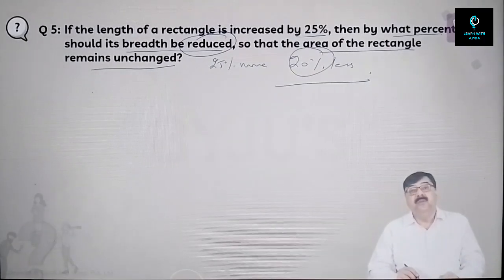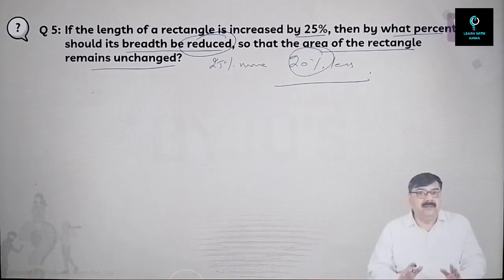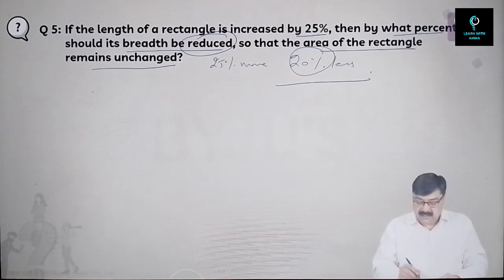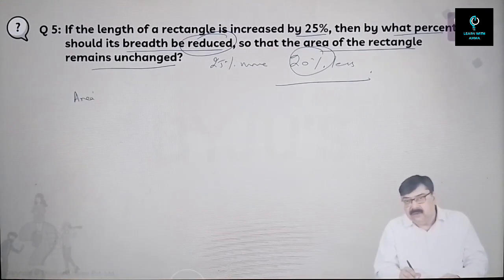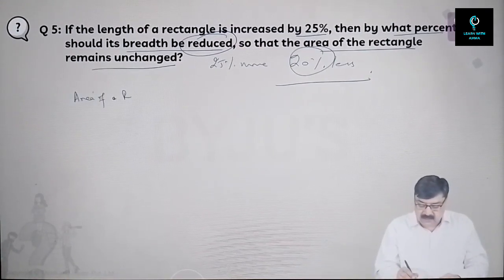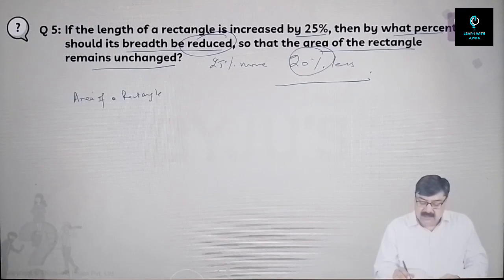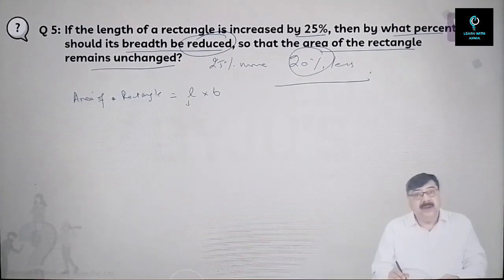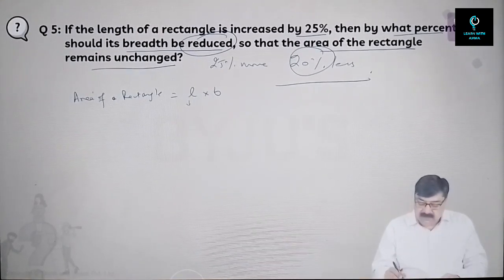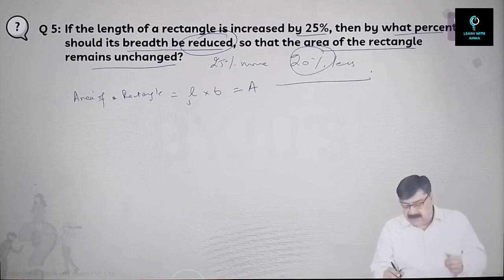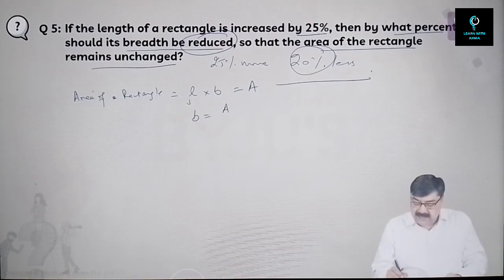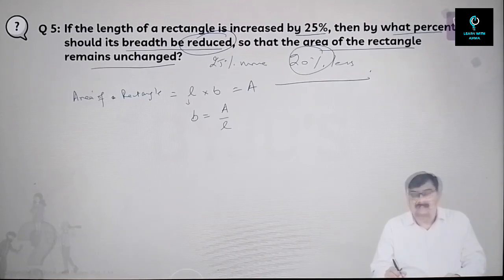Now, some of you would like to solve this by the age-old orthodox obsolete method. You know that area of a rectangle. Now, it's so boring here, isn't it so? Area of a rectangle is length into breadth. Length is increased by 25%. Before that, let me mark this as A. So breadth here is A by L.